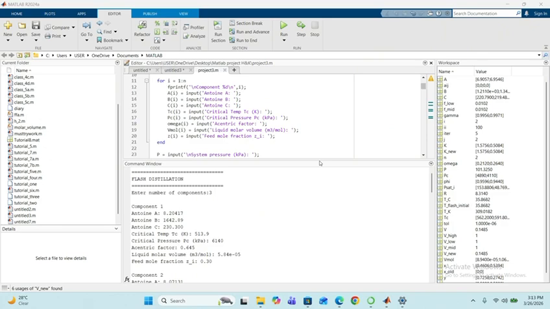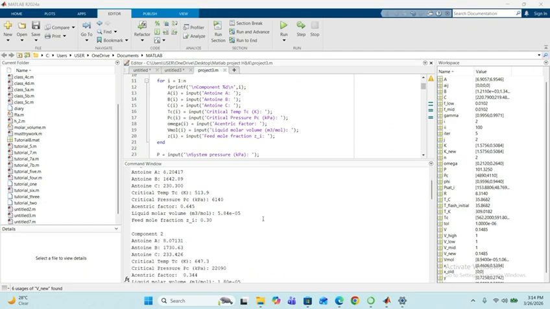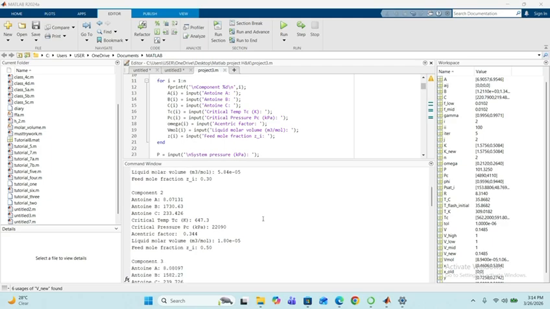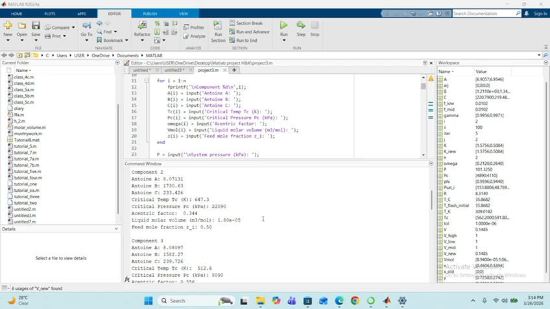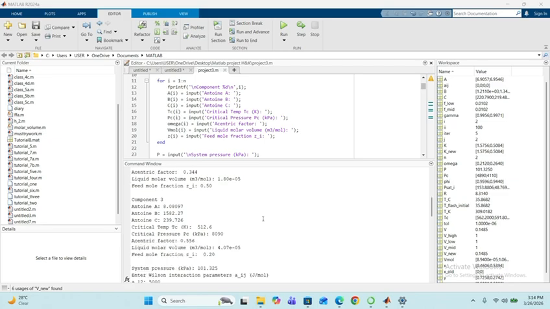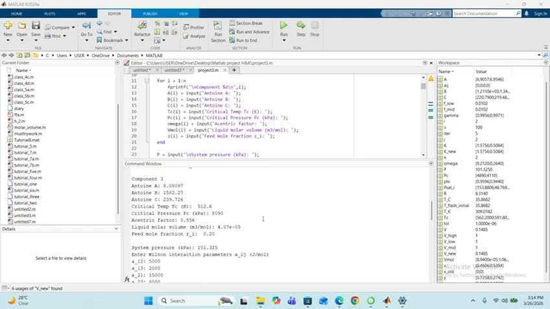This model handles multiple components, both ideal and non-ideal mixtures. You will be dealing with a non-ideal mixture of 3 components: ethanol as component 1, water as component 2, and methanol as component 3. Users provide the Antoine constants A, B, and C, critical temperature, critical pressure, the acentric factor, the liquid molar volume at 25 degrees Celsius, and the feed mole fraction of each component is specified. The user is required to input the system pressure.